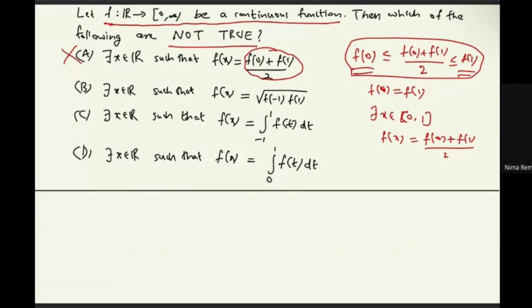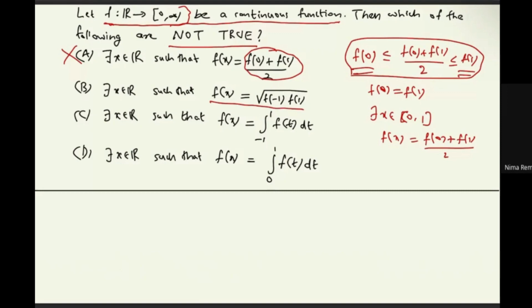Now, what about the second option? The square root of f of minus 1 times f of 1. First of all, the codomain is [0, infinity), so it makes sense to take the square root of that. It is well defined.